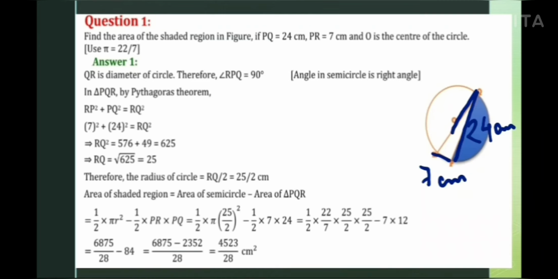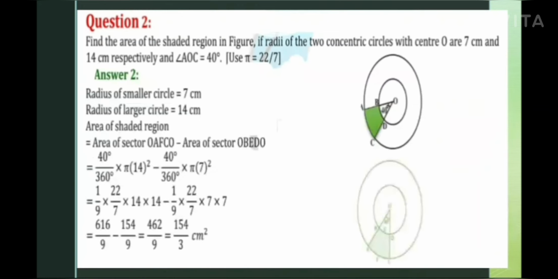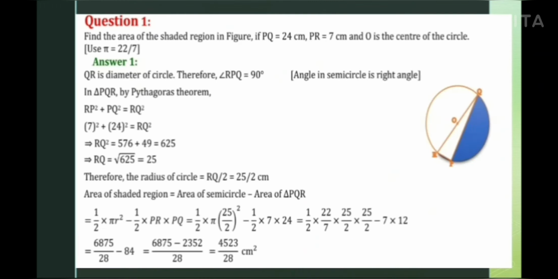Now question number 3. Find the area of the shaded region in the figure, if ABCD is a square of side 14 centimeter and APD and BPC are semicircles. Okay, look at the figure. You have to find the area of this green section. Where it is given that ABCD is a square of 14 centimeter.